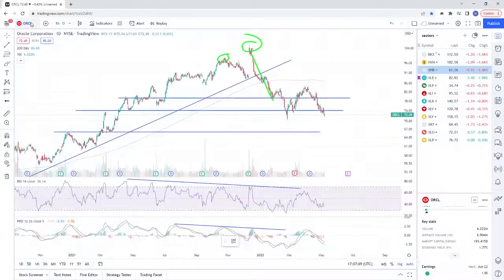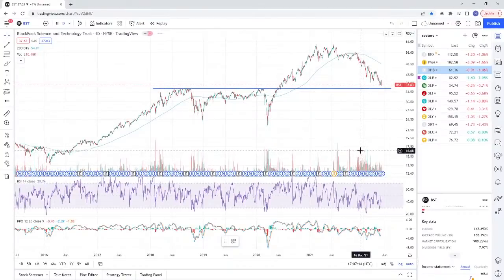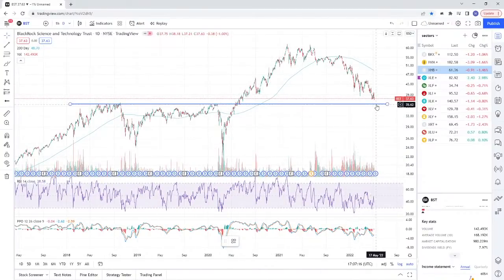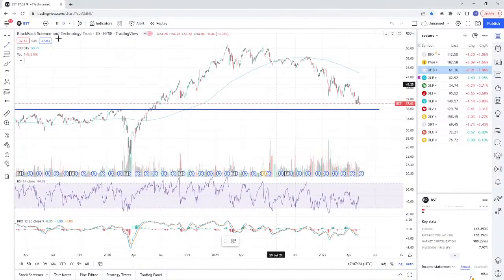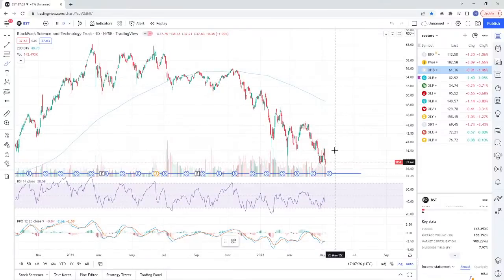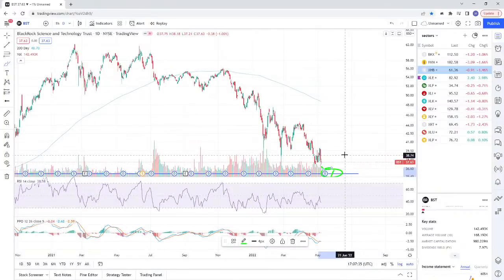BST, BlackRock Science and Technology. Coming into some support right here, 35.80. Bullish divergence is there. So yeah, you probably hit that and get a bounce. That would be a buy zone for me. Could have a little brief undercut and then a recovery. If you see that, that's the buy. That would be your buy signal.